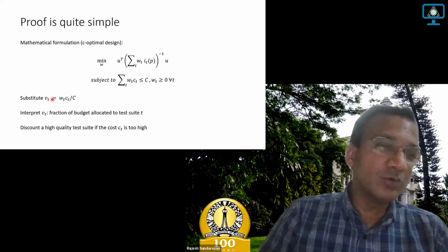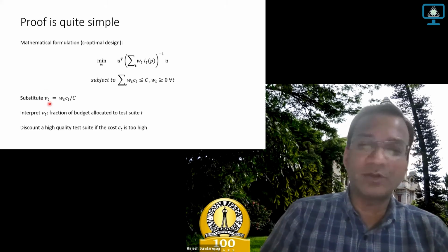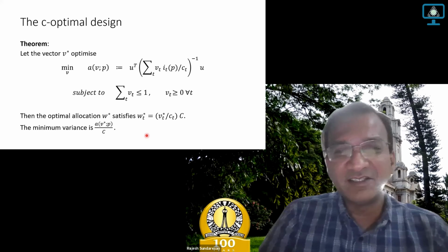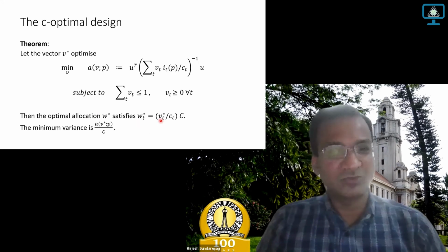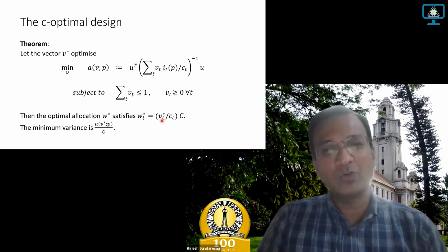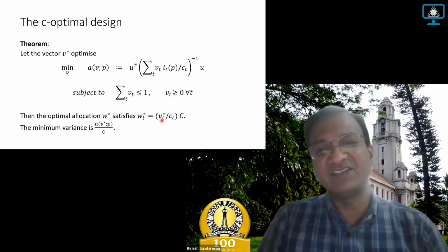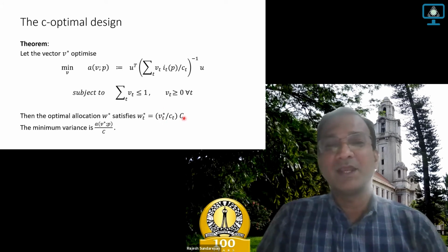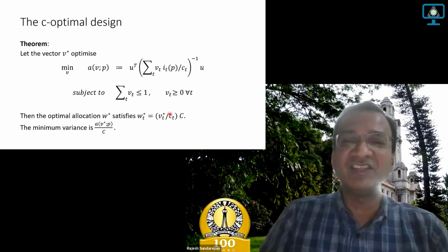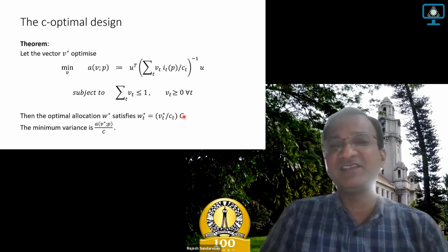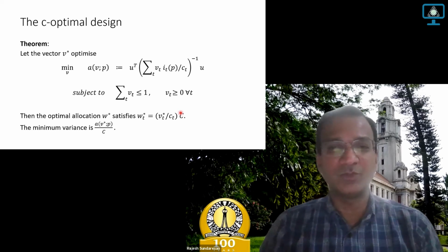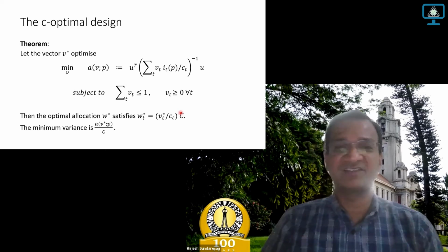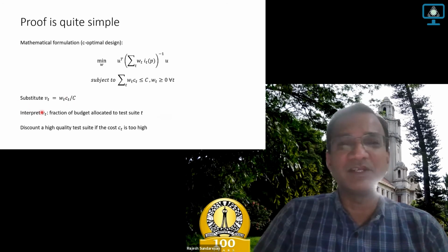And so if I know the fraction of the budget that's spent on test suite T, then this becomes clear, because if VT fraction of the budget is spent on test suite T, then the amount of money spent on test suite T is VT star times C. And if this test suite costs CT, the number of participants is just VT star times C divided by the cost of an individual's suite of tests. So that's the way to interpret this VT.